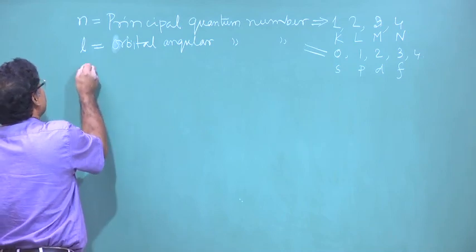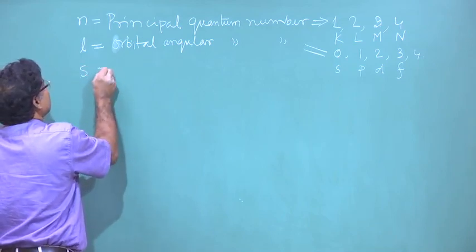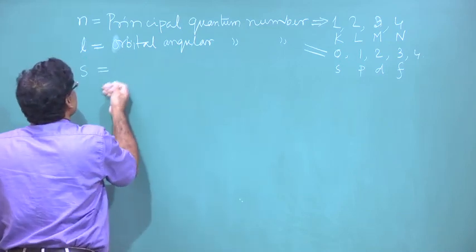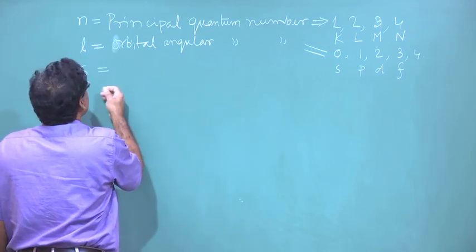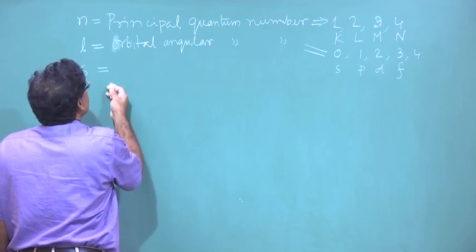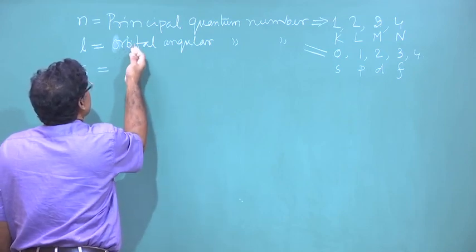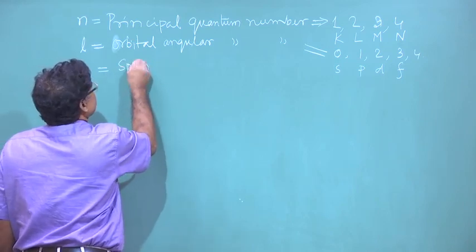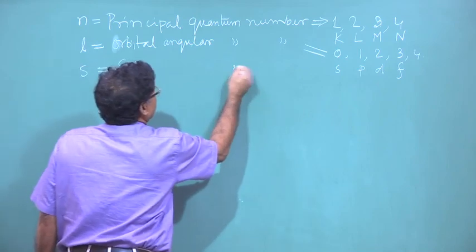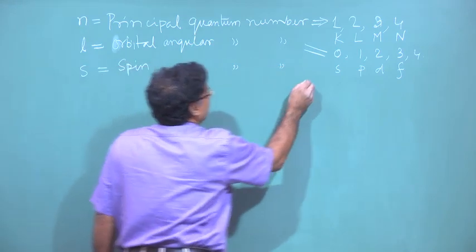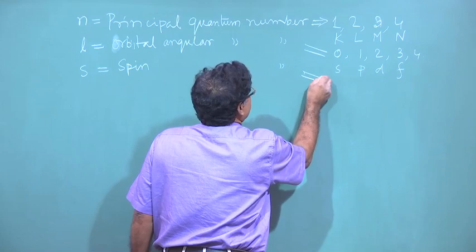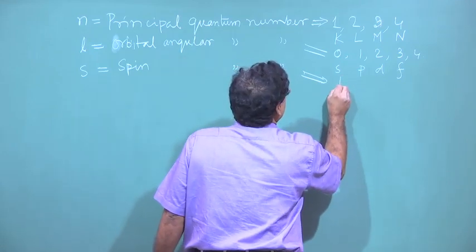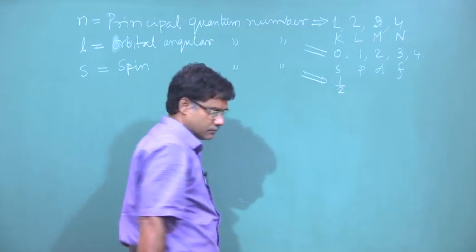Then we got the other quantum number, the spin quantum number. This is also angular momentum, spin angular momentum, as opposed to orbital angular momentum. So, the spin quantum number can take value plus half or minus half. Okay.